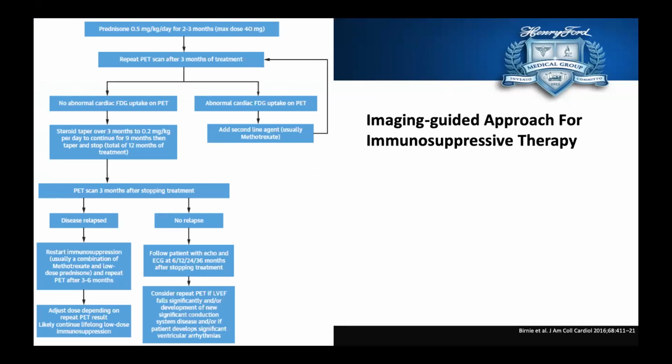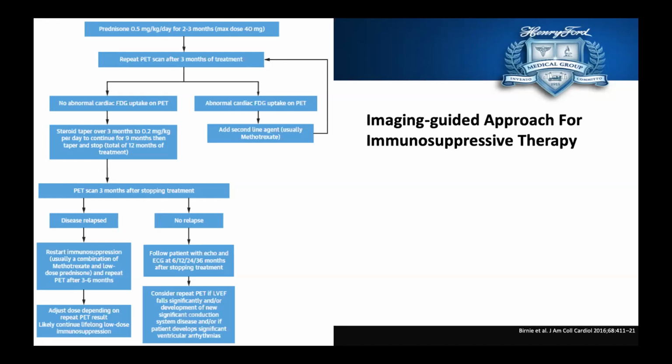So at the top, we have our prednisone that we're starting. We're repeating a PET scan after 3 months of treatment. On the left now, if there's no abnormal uptake, then you can perhaps consider a steroid taper. And then if treatment is eventually stopped, you'll repeat a PET scan 3 months after stopping treatment. On the right side at the top, if there is any abnormal uptake, then you'll usually add a second-line agent if your first initial therapy isn't working.